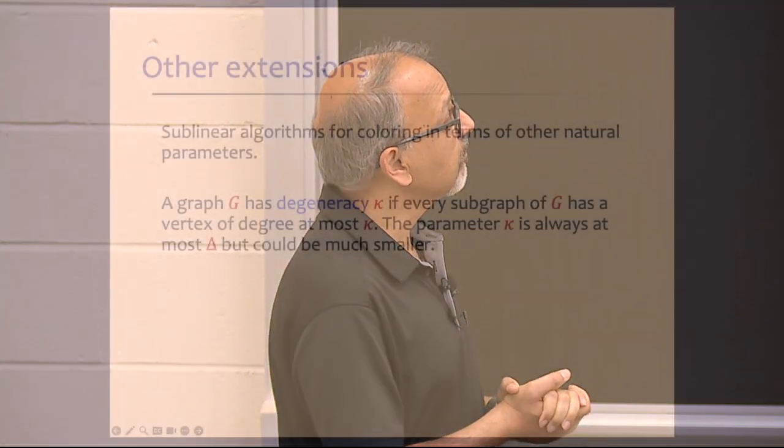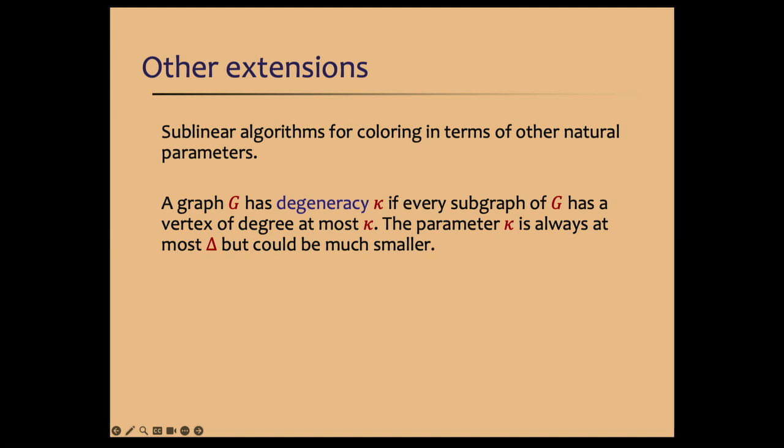You can also ask about other parameters. I said delta plus one coloring is one example of a tractable parameter. One of the parameters that has been studied since then is the degeneracy parameter. The degeneracy of a graph is kappa if for every subgraph of your original graph, you have the promise that there will be a vertex of degree at most kappa. Then you can kappa plus one color this graph by a greedy strategy.